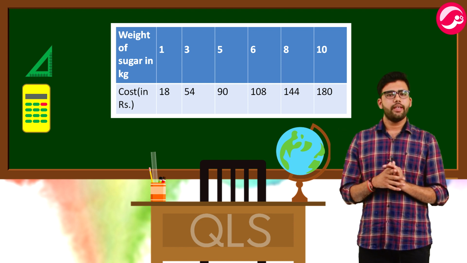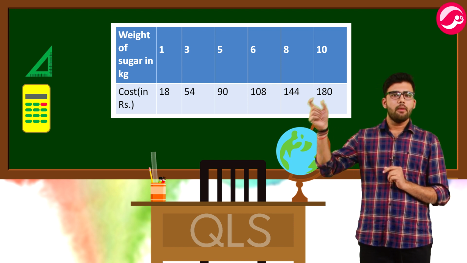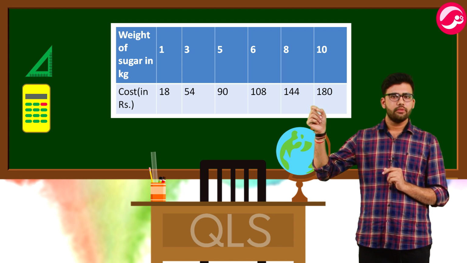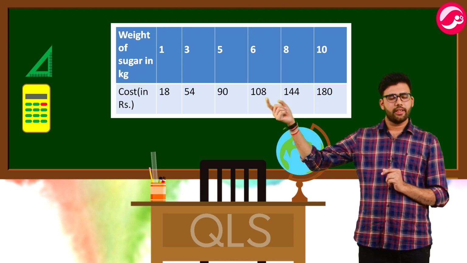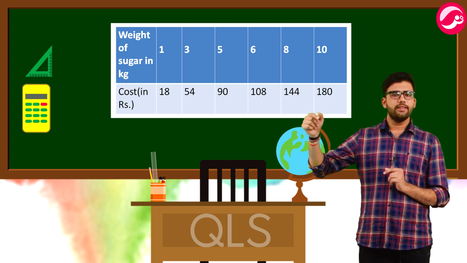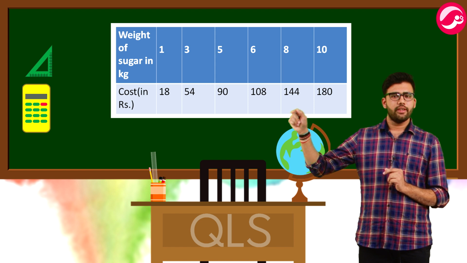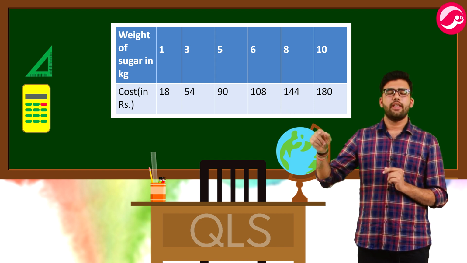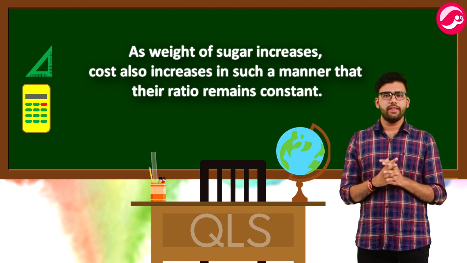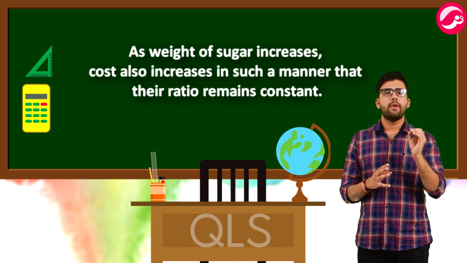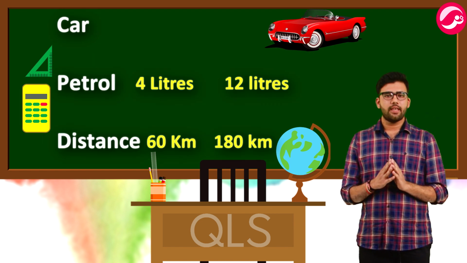Study the following table. Here you can see the table. Weight of sugar in kilograms are 1, 3, 5, 6, 8 and 10 respectively, and you can see the cost in rupees are 18, 54, 90, 108, 144 and 180 respectively. Observe that as the weight of the sugar increases, the cost also increases in such a manner that their ratio remains constant. Take one more example.